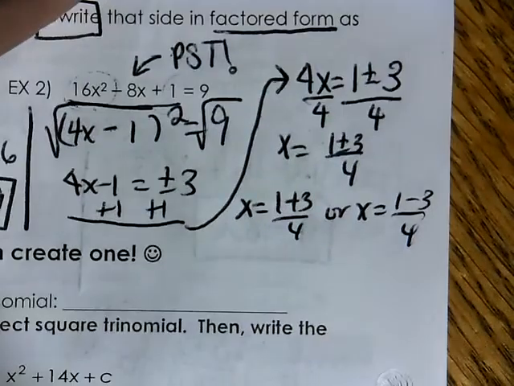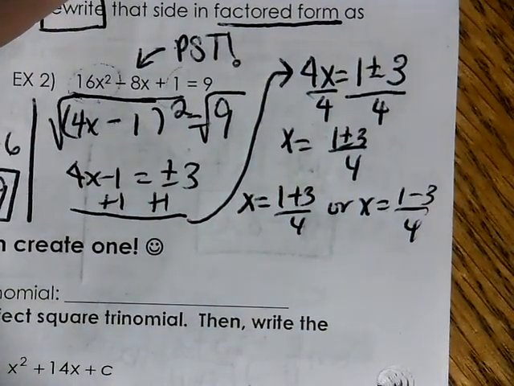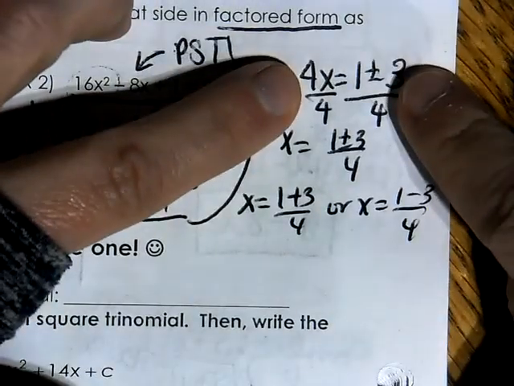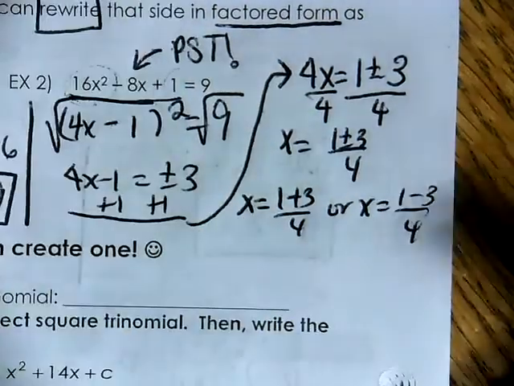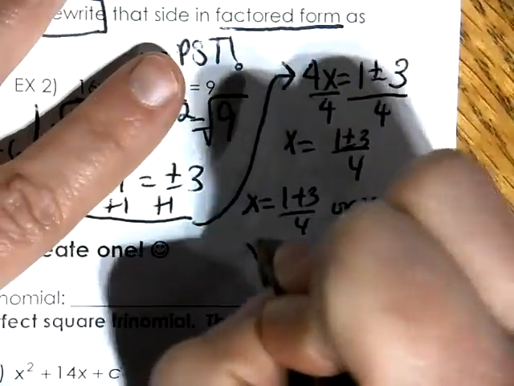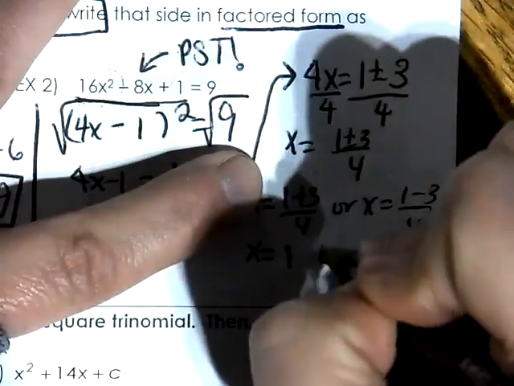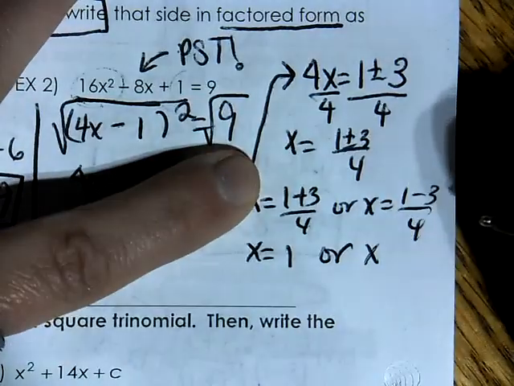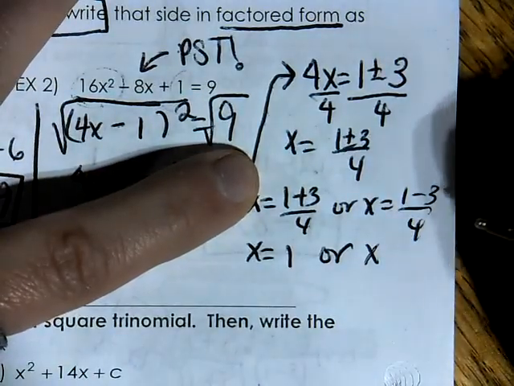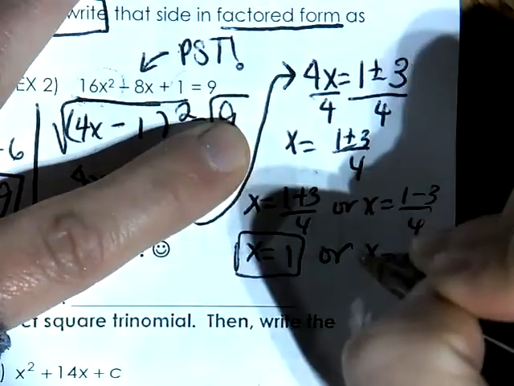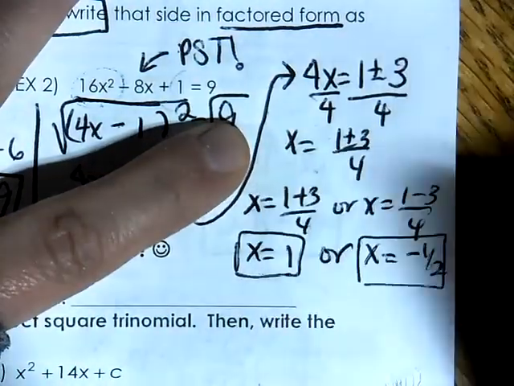Now, some people can do this in their head, and I'm perfectly fine with that as long as you're showing me appropriate steps, at least going from here to your answers. 1 plus 3 is 4. 4 over 4 is 1. 1 minus 3 is negative 2. Negative 2 over 4 is negative 1/2. So your solutions are x equals 1 or x equals negative 1/2.